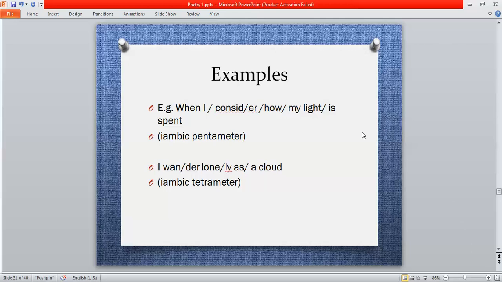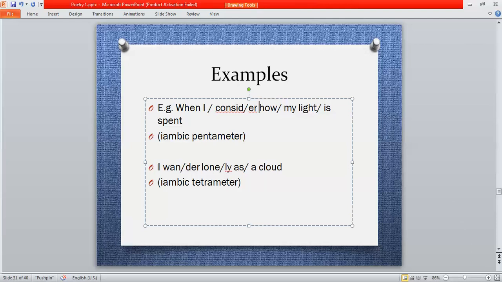So let's count the number of feet. We will have 1, 2, 3, 4, 5 feet. So it's pentameter, يعني البيت خماسي. What about the stress? When I is stronger in comparison to when. So unstressed, stressed, so it's iambic. This is iambic pentameter.